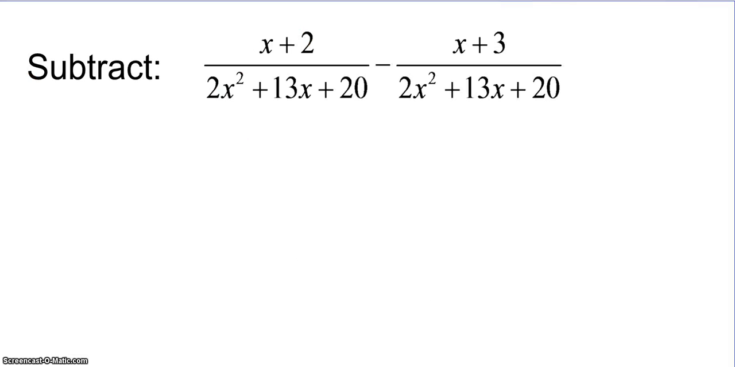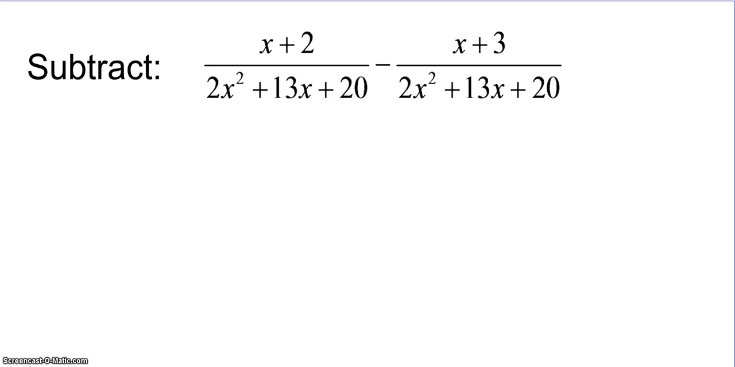Okay, now we're going to go on to subtraction. So subtraction is just like addition, however, you have to pay attention to your parentheses. So the first one, we have x plus 2 over 2x squared plus 13x plus 20 minus x plus 3 over 2x squared plus 13x plus 20. Again, these have the exact same denominator, so we could go ahead and go straight into subtraction.